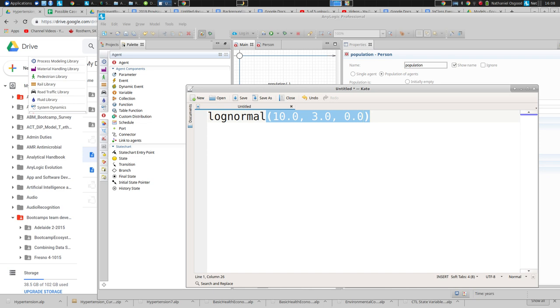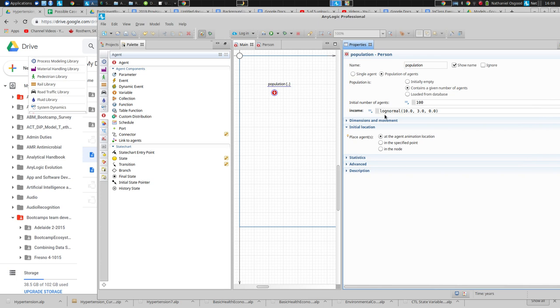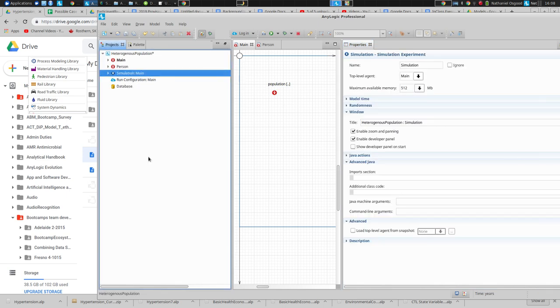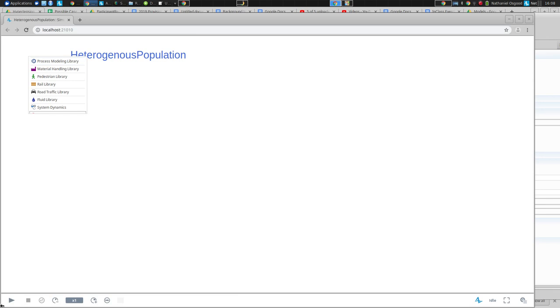Here, what it needs to do its job is three values: the log mean, the mu, the log standard deviation, the sigma, and a minimum value. That's the information it needs to do its job. And they're called, confusingly, arguments. Okay? So this is the information it needs to do its job, and it's going to return a value that's going to be their income. So can we run the model? Let's run the model, if we may. Okay, here we go. Ladies and gentlemen, here we go.